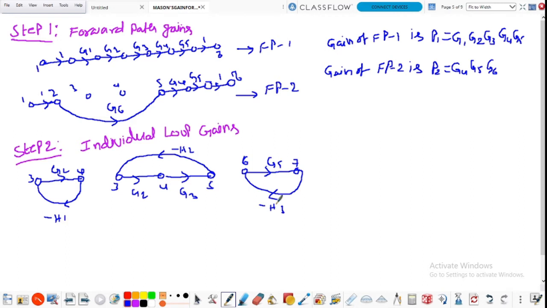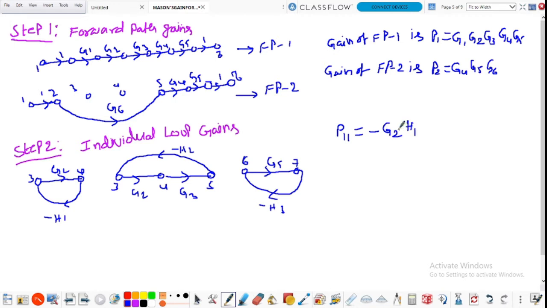So what is the individual loop gain? Individual loop gain is the product of the branch transmittances. The first individual loop gain is represented symbolically as P11, equal to the product of the branch transmittances. So this is the first individual loop, and the product of its branch transmittances is G2 into minus H1, that is minus G2 H1.